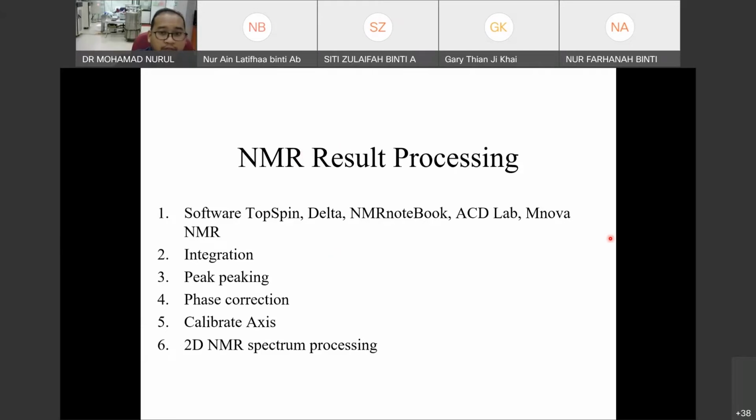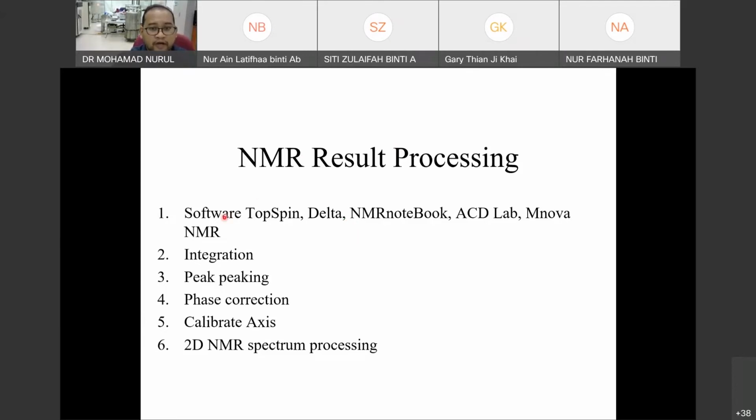For the NMR processing, after you install the software, make sure you play around with it. Try to get your own spectra from your own samples and play around. For today, we will do a quick demonstration of NMR TopSpin, but I'm using 3.6.2.